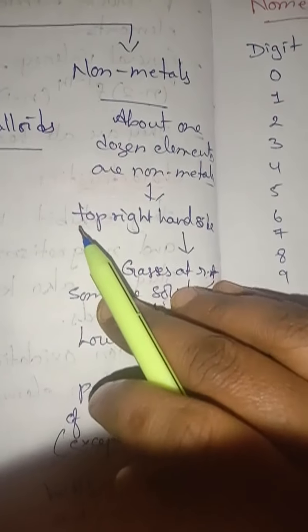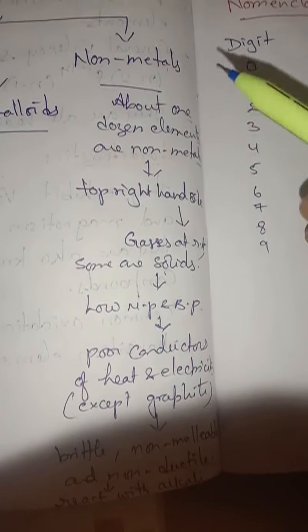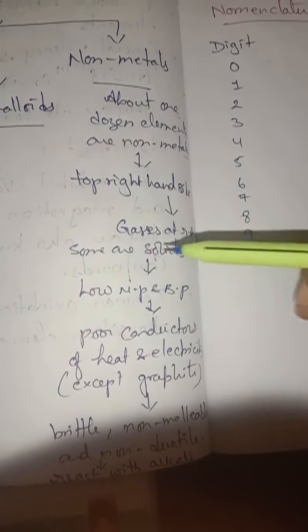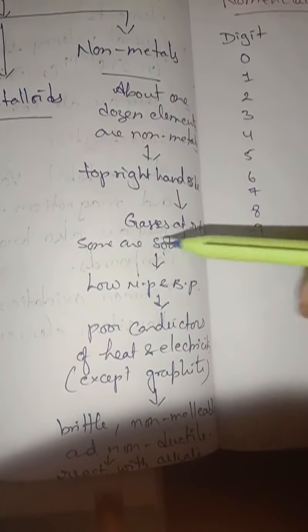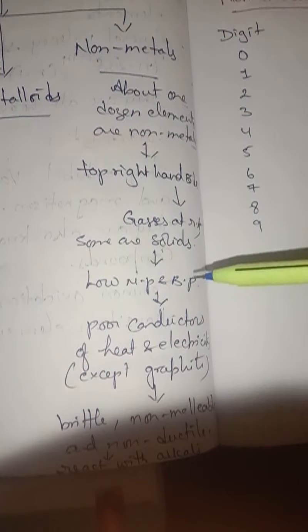Next comes non-metals. Okay, about a dozen elements are non-metals in the periodic table. They are present at the top right hand side, okay, top right hand side of the periodic table. Normally all non-metals are gases at room temperature. Some are solids, and they will have low melting and boiling points.